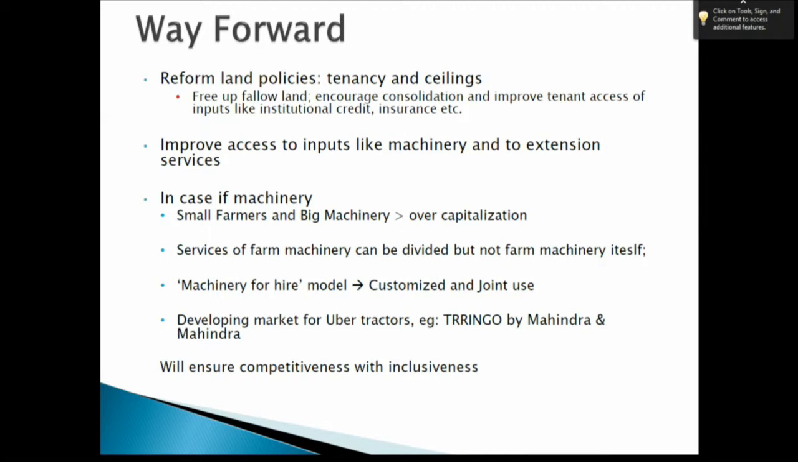Last is, and amongst the many is, that farming is becoming financially unfeasible. It's non-inclusive of small and marginal farmers, and it's environmentally unsustainable. And I can detail why we've used these names if there are questions raised. So the way forward, yes, sir.